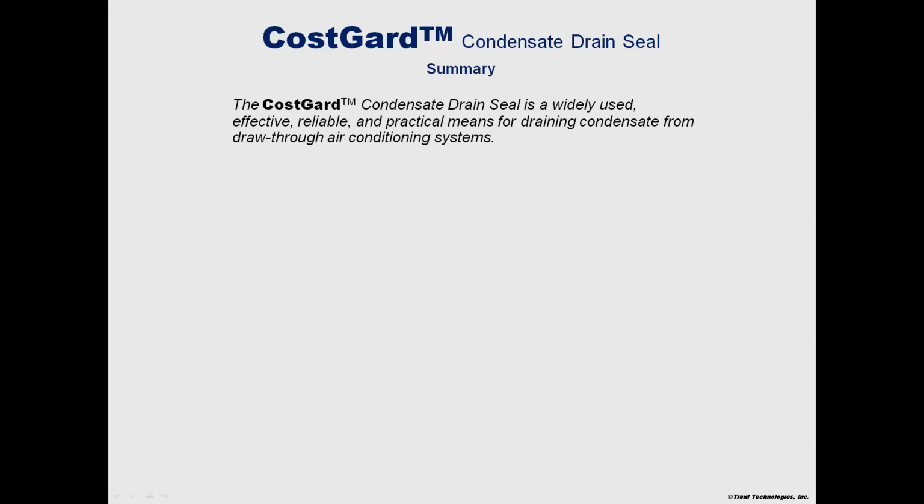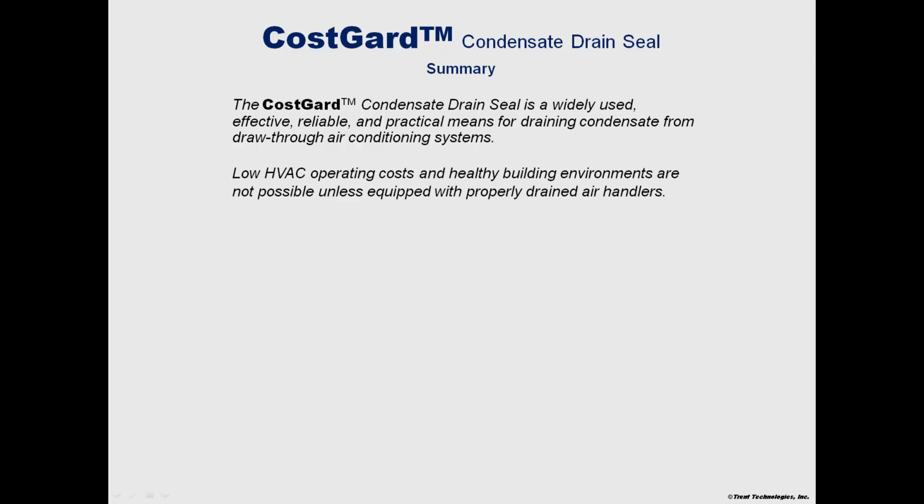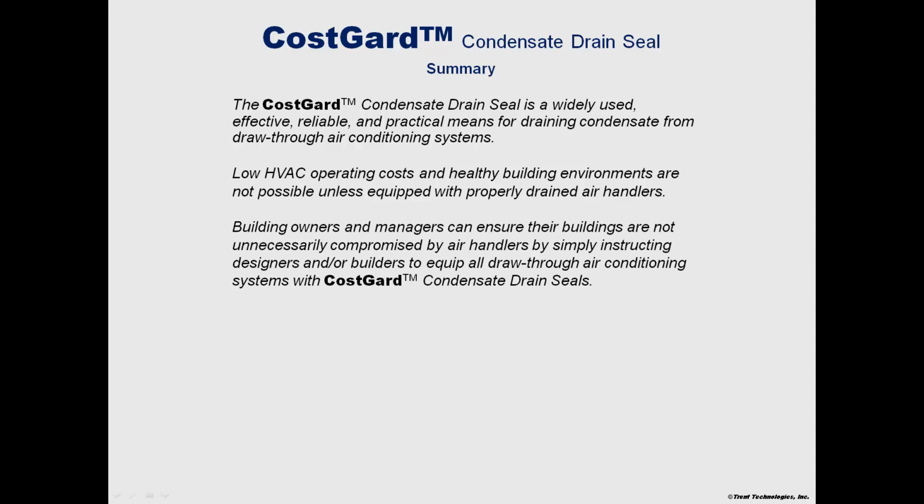In summary, the CostGard Condensate Drain Seal is a widely used, effective, reliable, and practical means for draining condensate from draw-through air conditioning systems. Low HVAC operating cost and healthy building environments are not possible unless equipped with properly drained air handlers. Building owners and managers can ensure their buildings are not unnecessarily compromised by air handlers by simply instructing designers and/or builders to equip all draw-through air conditioning systems with CostGard condensate drain seals.